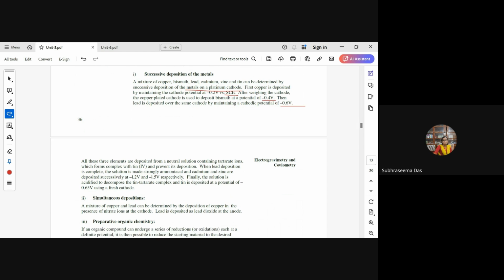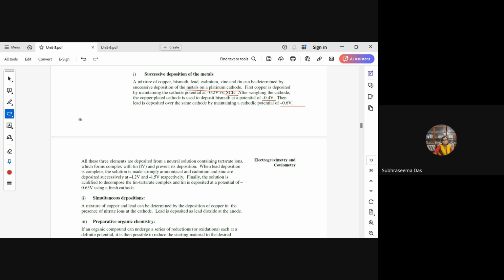All these elements are deposited from a neutral solution containing tartrate ions, which form a complex with tin and prevent its deposition. When the lead deposition is complete, the solution is made strongly ammoniacal, and cadmium and zinc are deposited successively at minus 1.2 volt and minus 1.5 volt respectively. So here we can see metals deposited one by one, successively at the cathode.